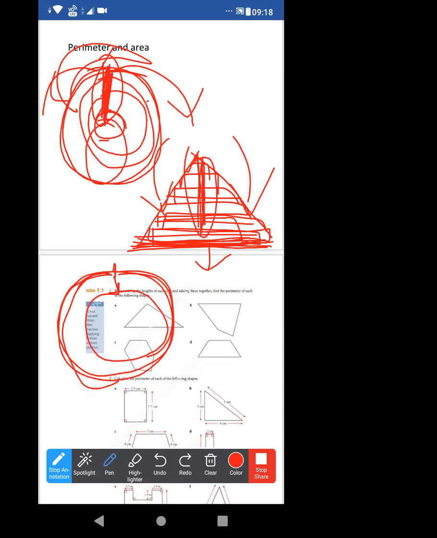So total area of this circle is equal to area of this triangle. Yes or no? Because we have cut the circle and we have made this triangle. Yes or no?